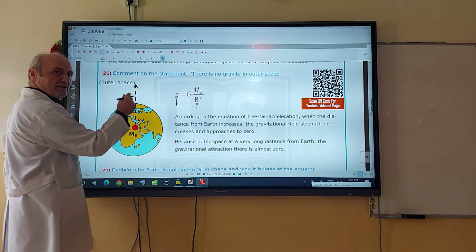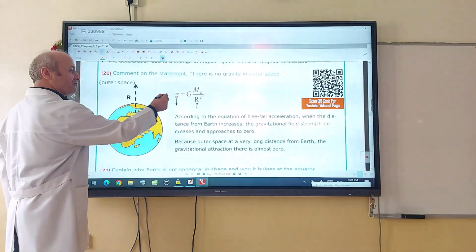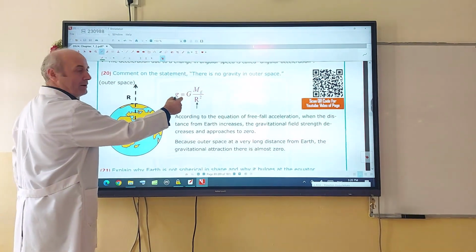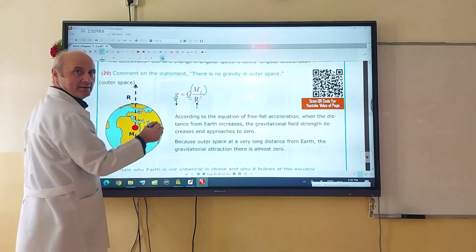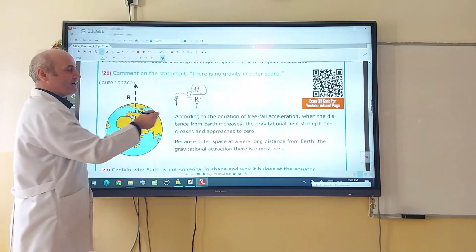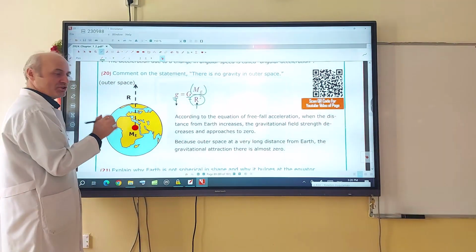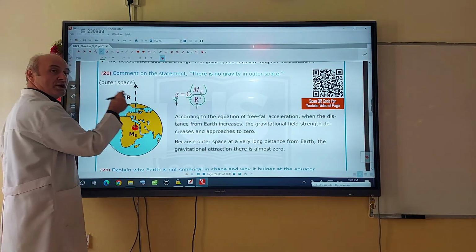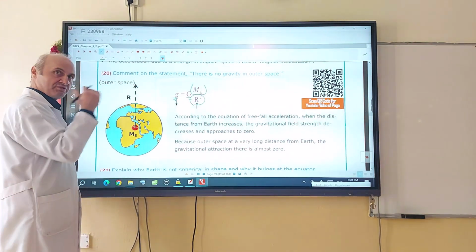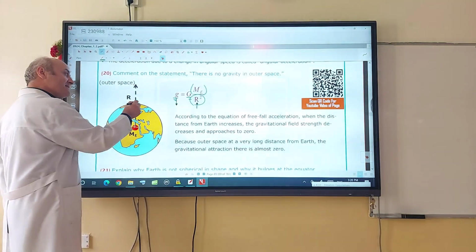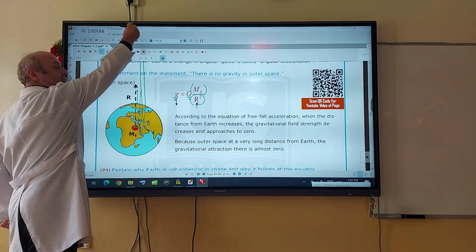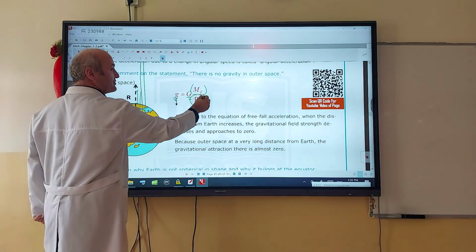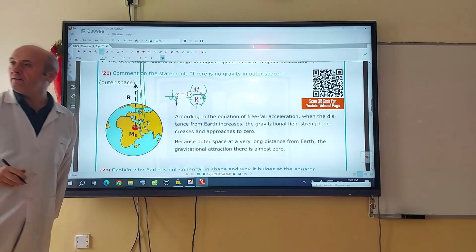And this gravitational field strength, which is g, is calculated by capital G, which is the universal constant, times the mass of the planet, or mass of that object, divided by the radius of the planet squared, which is the distance from the center to the point where you measure the gravitational field strength. But as this distance from the object increases, r increases, gravitational field strength decreases.